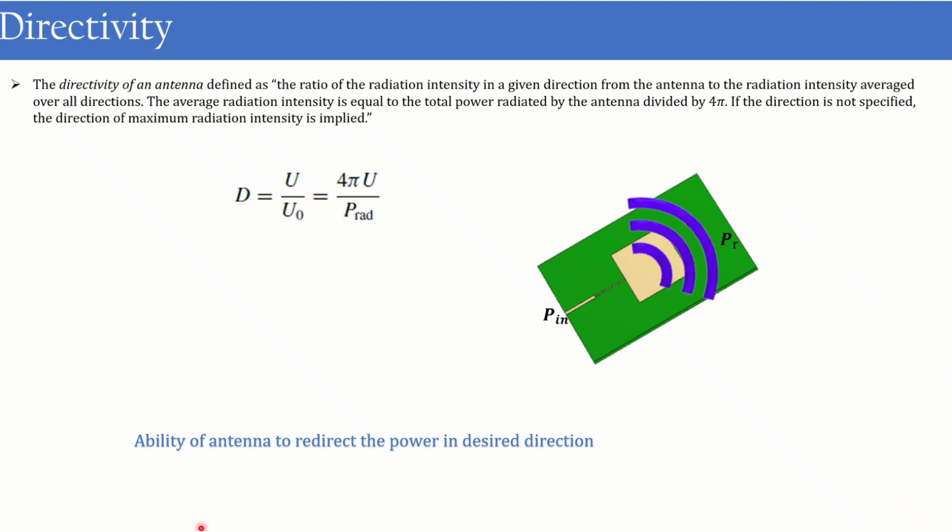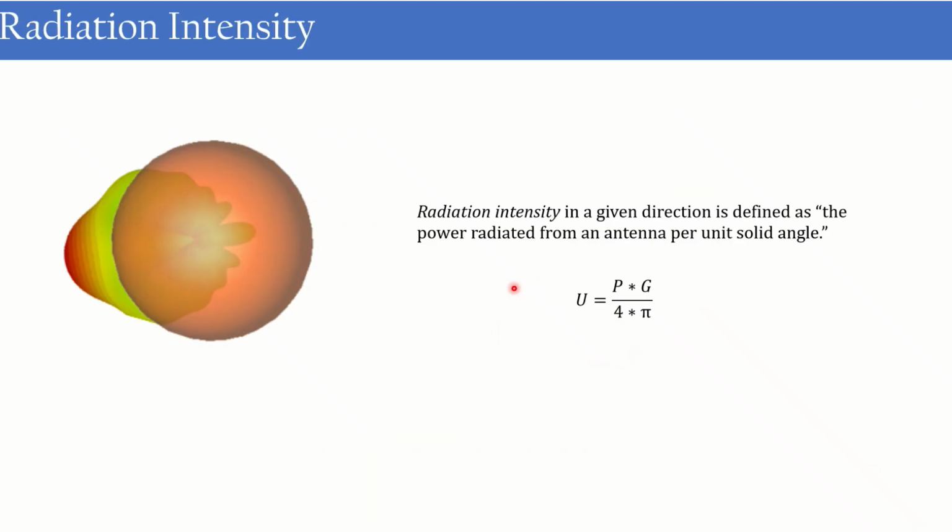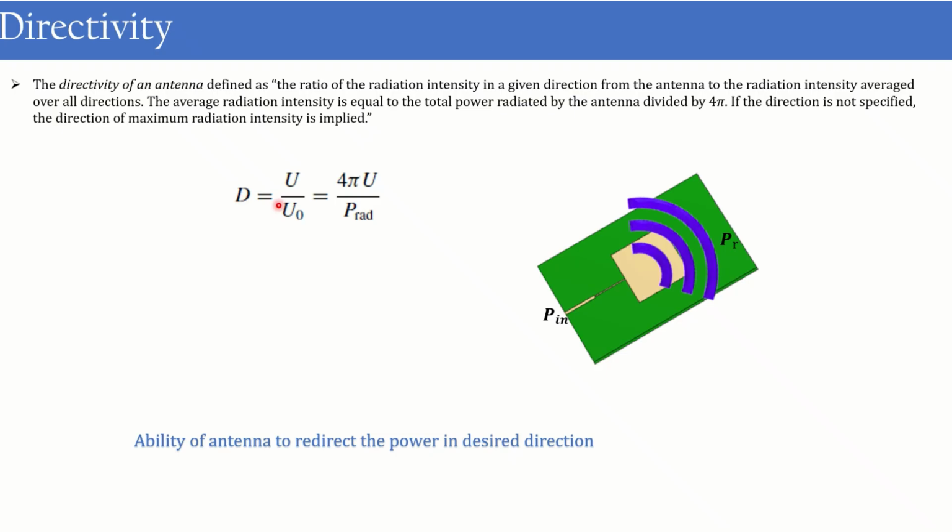In the previous slide, we saw what is meant by the radiation intensity. If we have to take the average radiation intensity, it is similar to an isotropic antenna. So the average radiation intensity becomes equal to PR by 4 pi, where PR is the radiated power from the antenna. So this is the definition for the directivity.